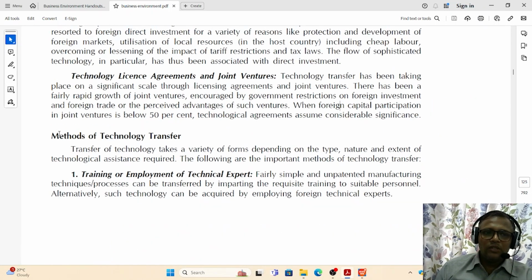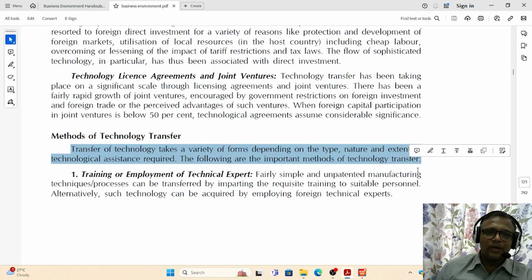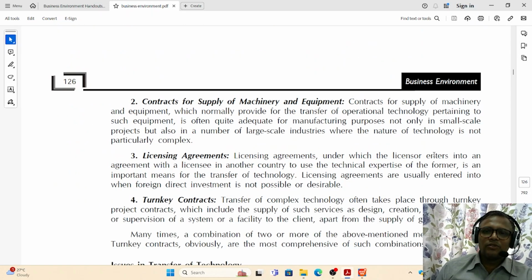Now, how is the technology transfer being done? What are the methods of technology transfer? Remember, technology transfer takes a variety of forms depending on the type, nature, and extent of the technology assistance required. These are the following important methods of the technology transfer.